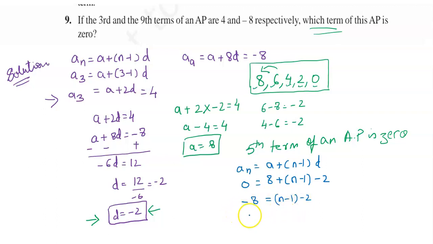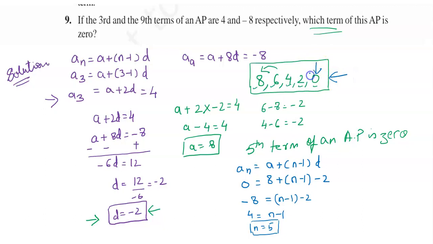So this minus and minus cancel. So this will become 4 is equal to n minus 1. So minus 1 will go that side and become plus. So n is equal to 5. So ultimately you get the same answer. This is the beauty of maths: you can solve a question by different methods. So I've told you both methods. Either you take the AP directly, then also you get the fifth term as 0.